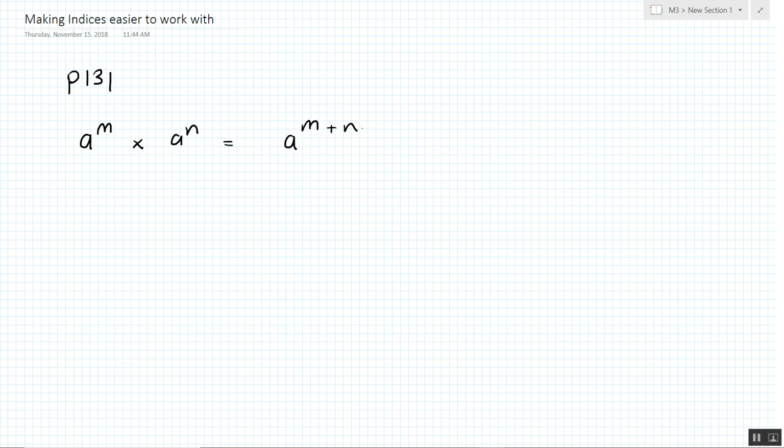Well, I haven't read it. Oh, go on then. Would you do, if it's a squared times a cubed, a to the power of 5? Yeah. So that's how we would use it. If I wanted to simplify it to a single term, it would be a to the power of 5, 2 plus 3. Okay. The question is, why?